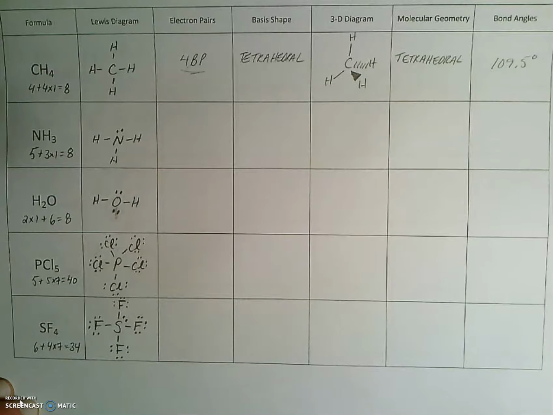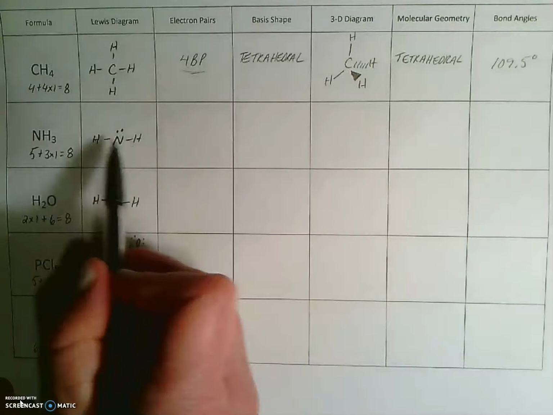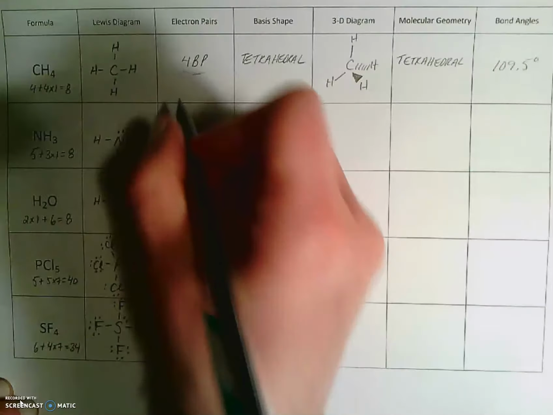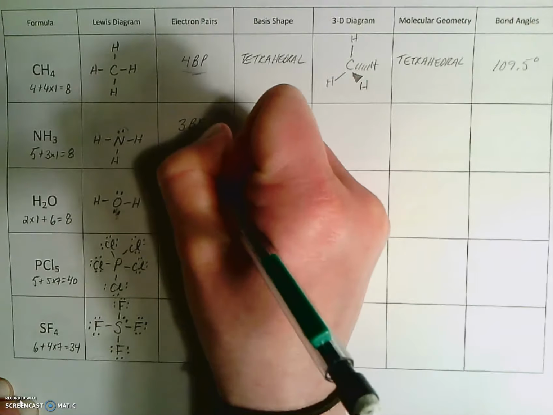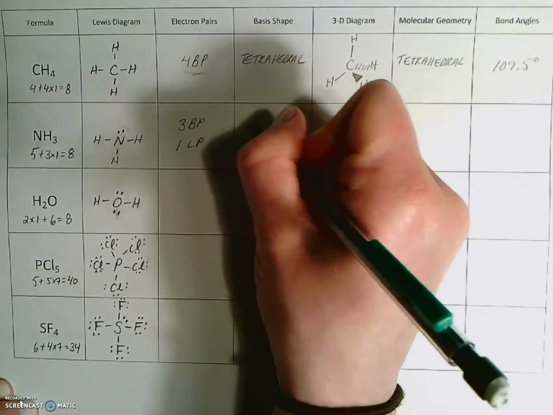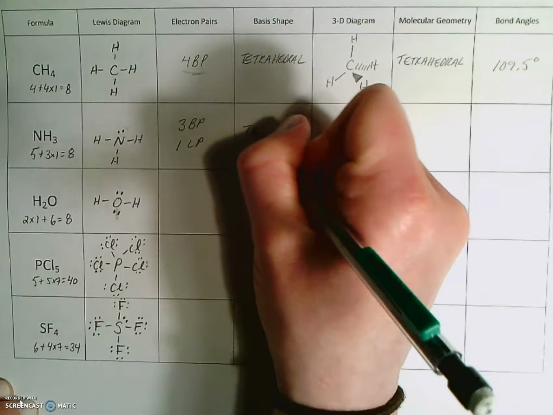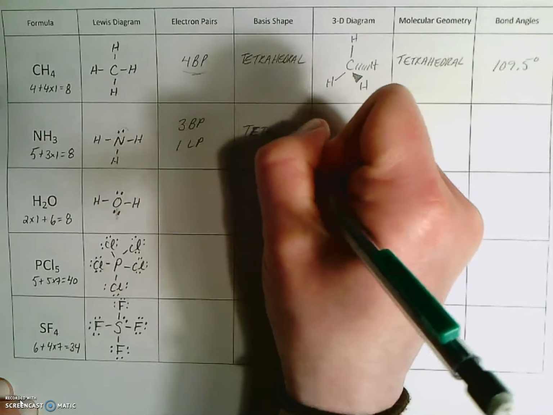Moving on to ammonia, it looks kind of similar except we've got a lone pair here, so 3 bonding pairs, only 1 lone pair, so it's still a tetrahedral basis shape, and you'll notice the next few we do are all going to be tetrahedral.